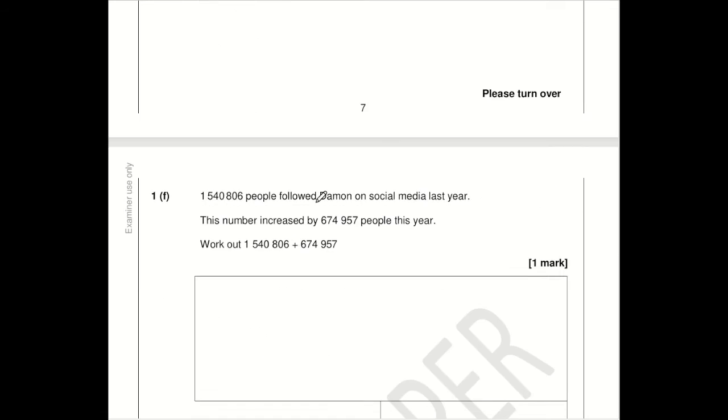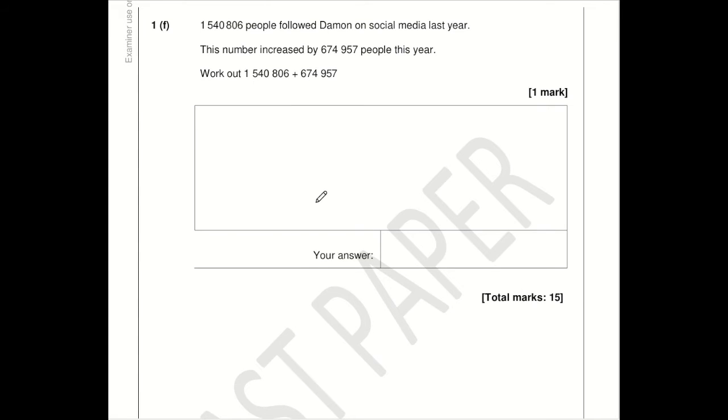Okay, right, and let's take a look at question 1F. Probably the easiest question of all so far. I just need to add these two numbers together. We just need to make sure that we line them up correctly. In other words, the 674 needs to go under the 540 because we always line them up from the right hand side. So it should be a relatively easy bit of addition.